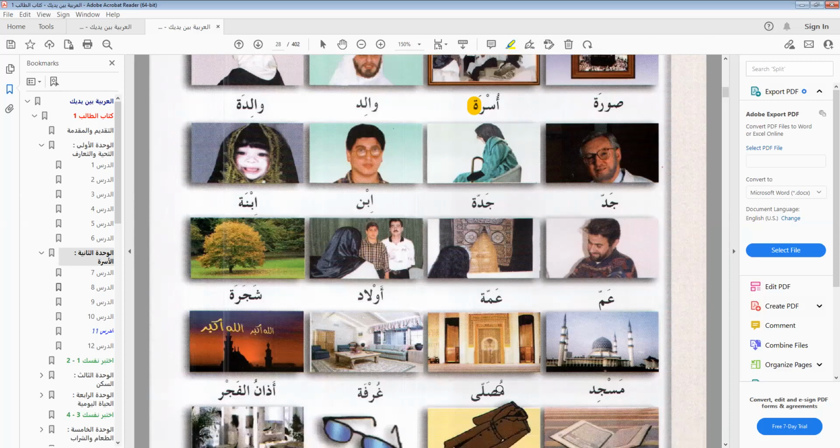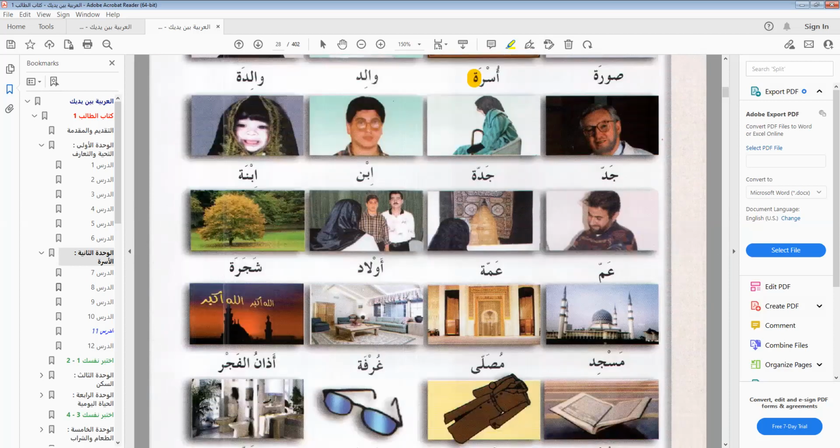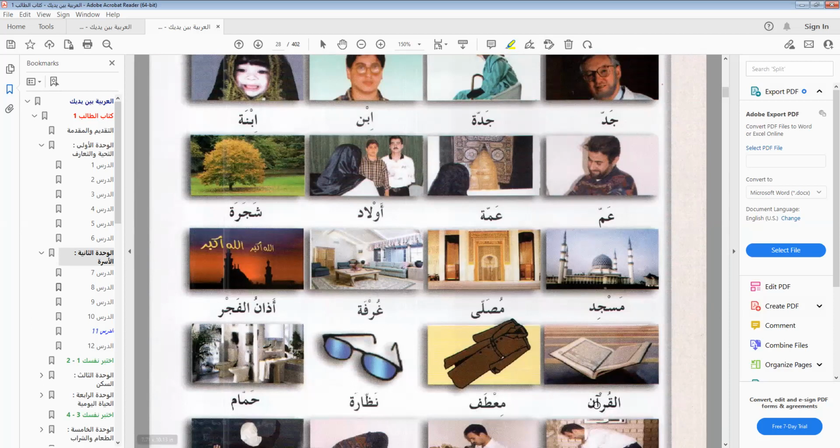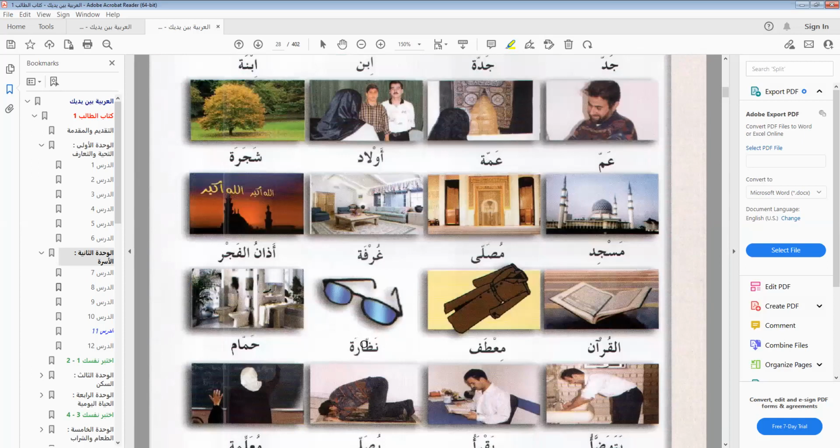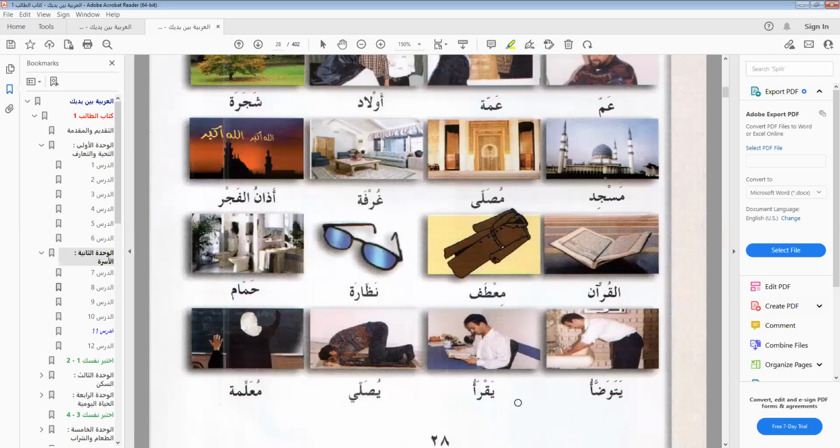Masjidun, a masjid. Musalla, a prayer section. Gurfatun, a room. Adhanul fajr, the call to prayer of Fajr. Al-Quran. Mi'tafun, a jacket. Nadharatun, a pair of eyeglasses. Then you have hammam, the bathroom. Yatawaddaw, performing ablution. Yaqra'u, reading. Yusalli, praying. Mu'allimatun, a female teacher.